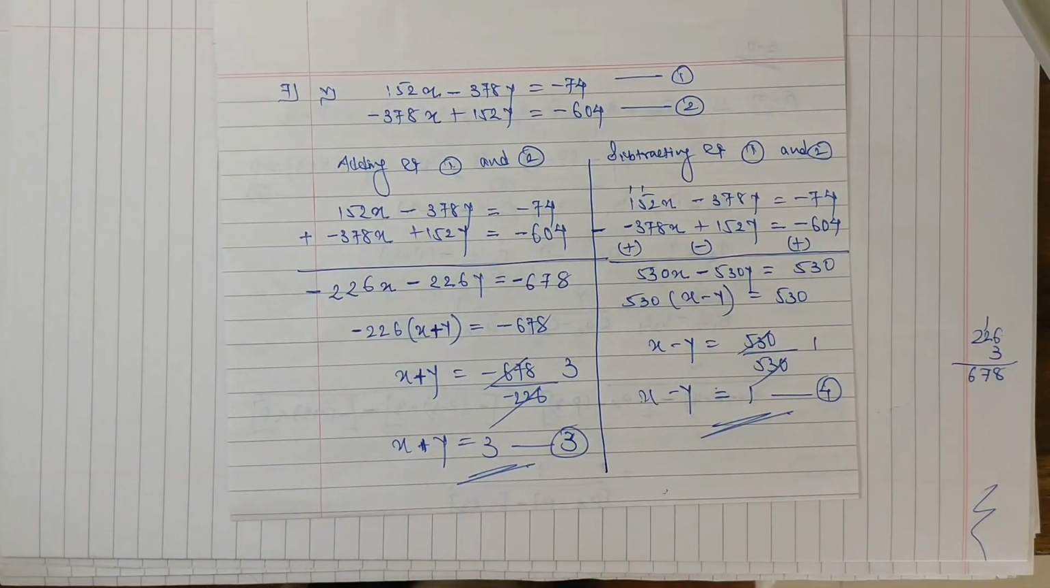So always remember, when the coefficients are interchanged and when they are large in number, you just add both the equations, subtract both the equations and get two simpler equations, and then proceed to solve for x and y.